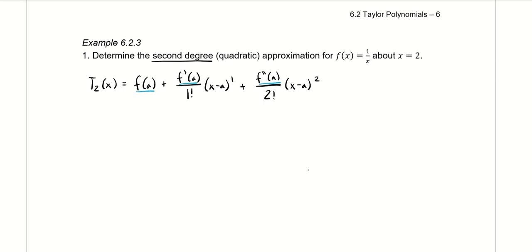I need my function and I need my a. So here we're interested in approximating about x equals 2. So in other words, that means our a in our expression is our 2. Which means this is not a Maclaurin polynomial, right? For Maclaurin, this thing has to be 0. Here it's not. So this is not a Maclaurin polynomial. This is just a Taylor polynomial because our a is something other than 0. So it can't be a Maclaurin. All right, so here's our function. We want its value at a, and we want its first two derivatives at a as well.